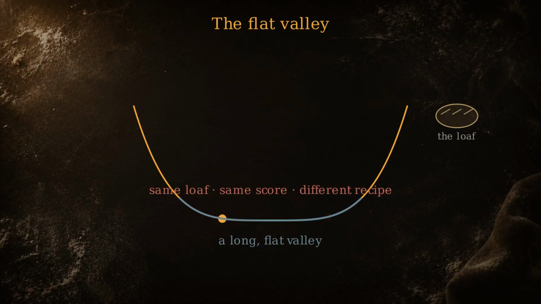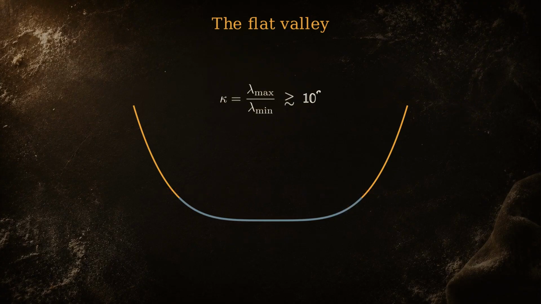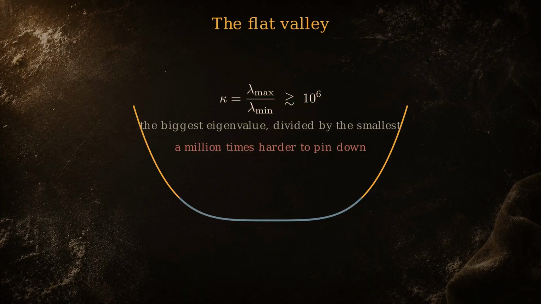Drop the optimizer in from one starting point, and it slides to here. Drop it in from another, and it slides to there and settles, just as happily, somewhere completely different. Same loaf, same score, a different recipe. It didn't find the answer. It found wherever it happened to start.